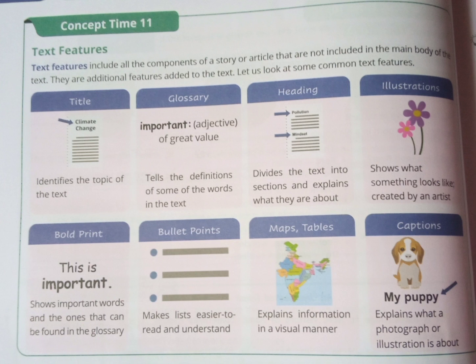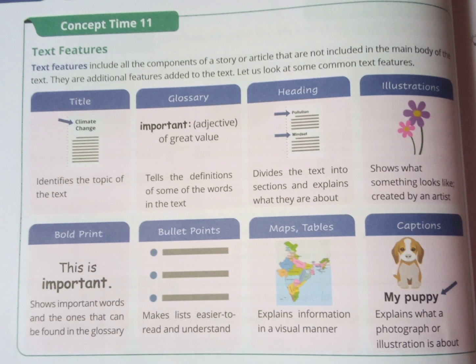So today's topic is text features. Text features include all the components of a story or article that are not included in the main body of the text. They are additional features added to the text. Let us look at some common text features. Title identifies the topic of the text. Glossary tells the definition of some of the words in the text. Heading divides the text into sections and explains what they are about.